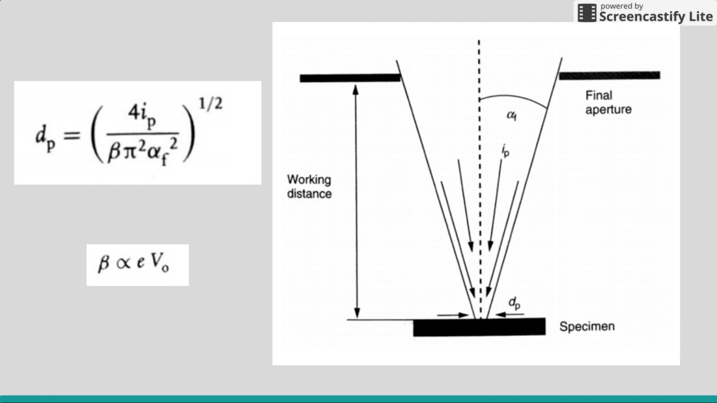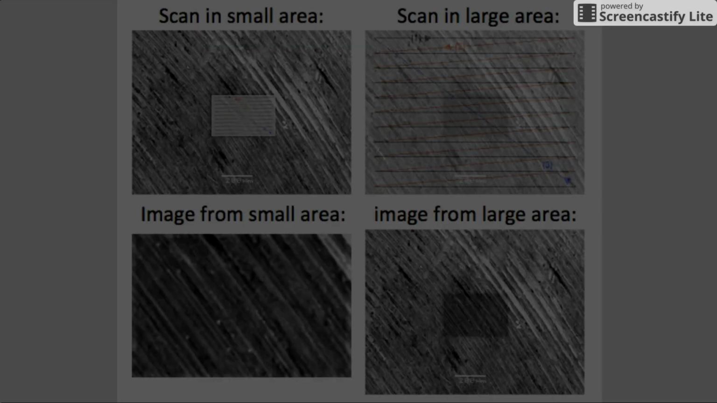Resolution of an SEM is determined by the diameter of the electron beam or the probe size diameter, where I_p is the probe current, beta is the brightness, and alpha_f is the convergence angle of the probe. The brightness of the SEM depends on the acceleration voltage V0. The probe diameter can vary in the range of 1 nanometer to 1 micrometer. The probe current can range from picoamperes to microamperes, and the probe convergence can be anywhere from 10^-4 to 10^-2 radians.